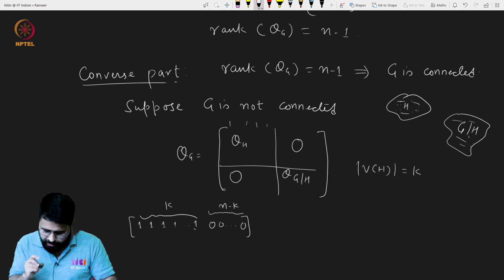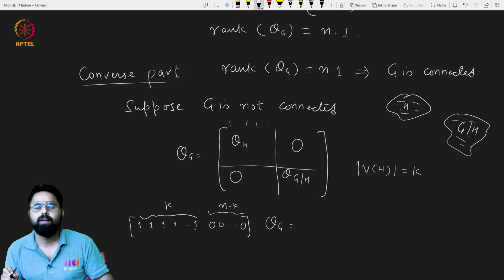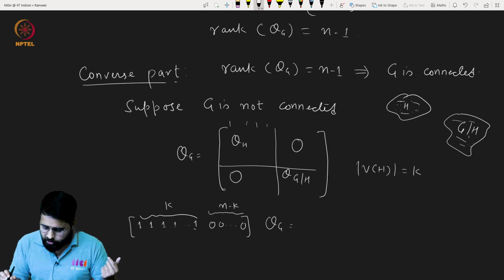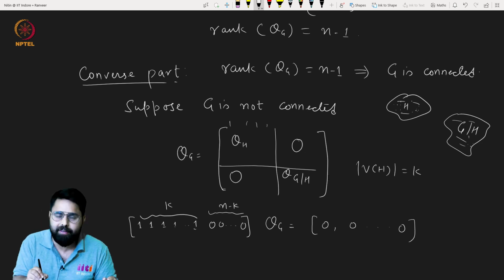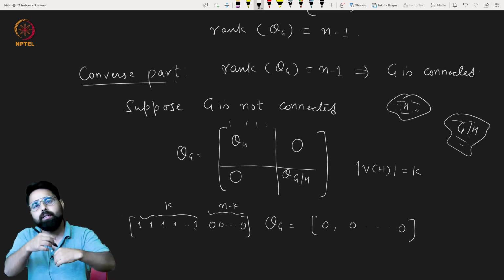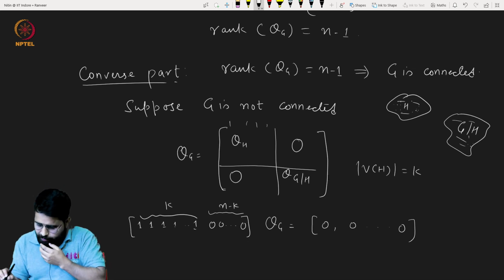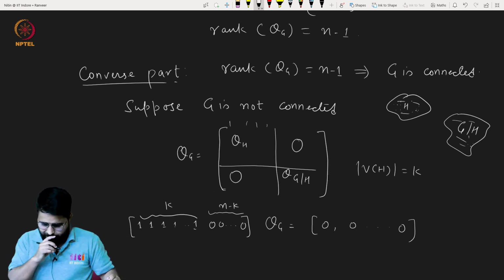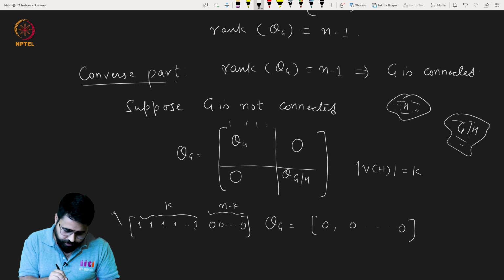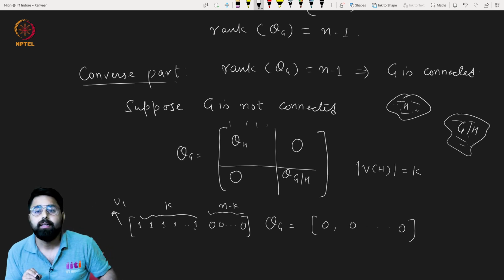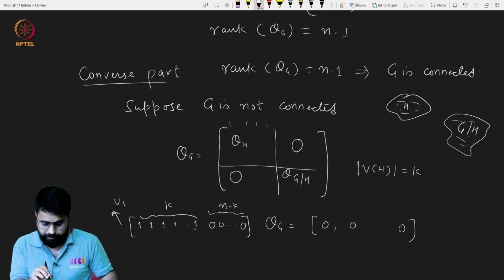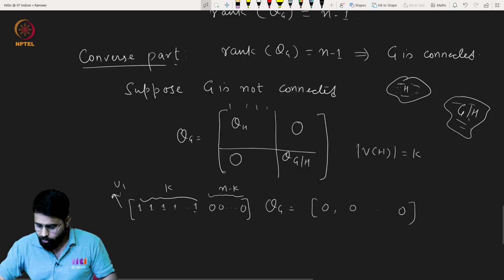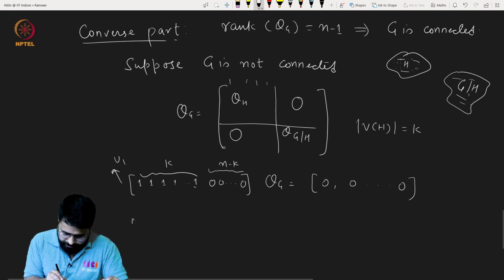And you just multiply it with QG. What will happen? It's a very small, simple exercise. This will give you 0. Why? Because this 1 will be multiplied with this, and in each column there is a 1 and a minus 1, so the summation of these will be equal to 0. And this 0 will be multiplied with this, so it doesn't matter. Everything will be 0. That means this vector, call it V1, is in the null space of QG. Similarly, you can also cook up another vector. That vector will be this.